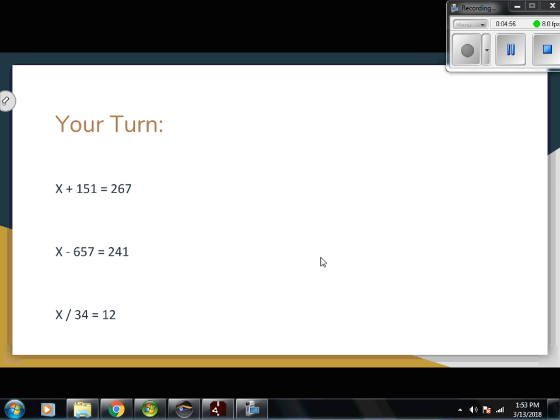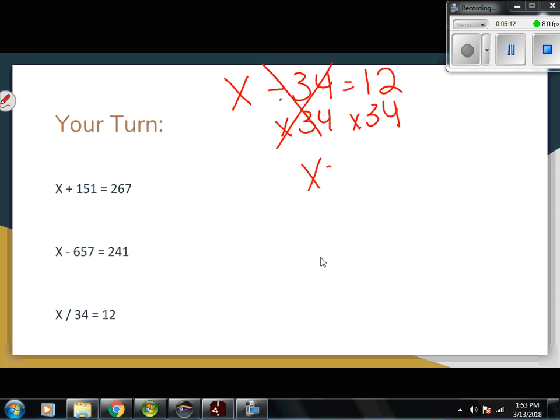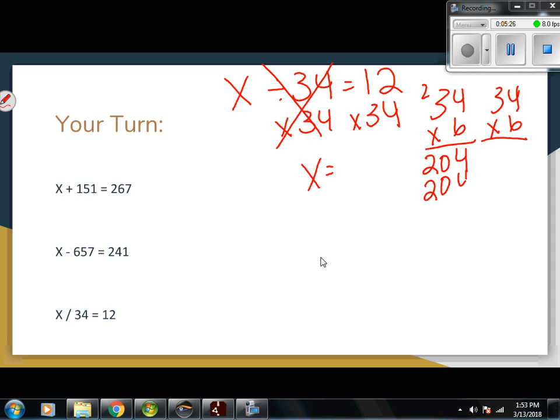Okay, third one, x divided by 34 equals 12. It's asking me to divide, so I'm going to use the inverse operation, which is multiplication. This is going to cancel out. Okay, we're going to use our distributive property here and break our 12 up into two pieces. 6 times 4 is 24, 6 times 3 is 18, plus 2 is 20. 204 and 204 equal 408.